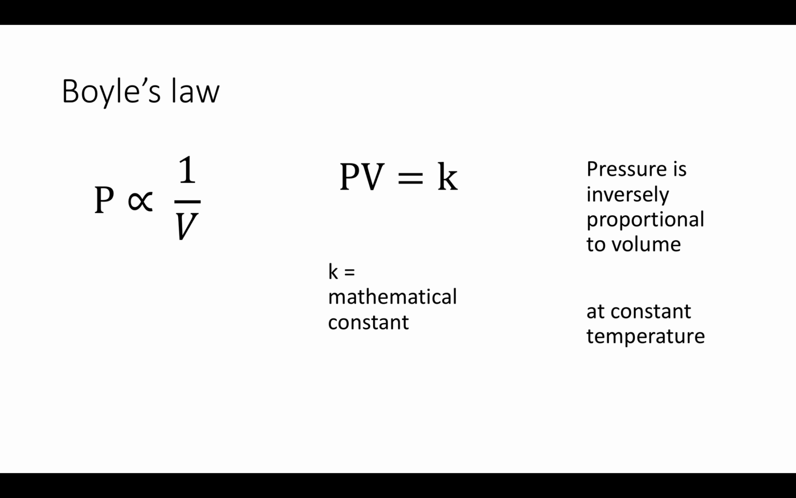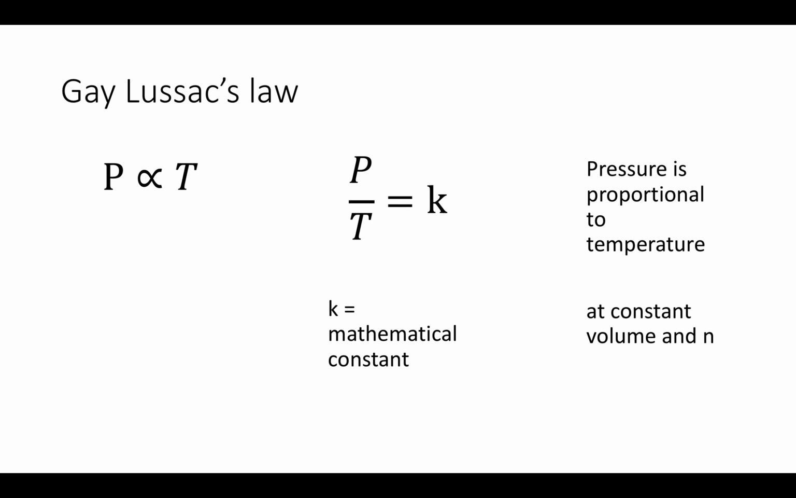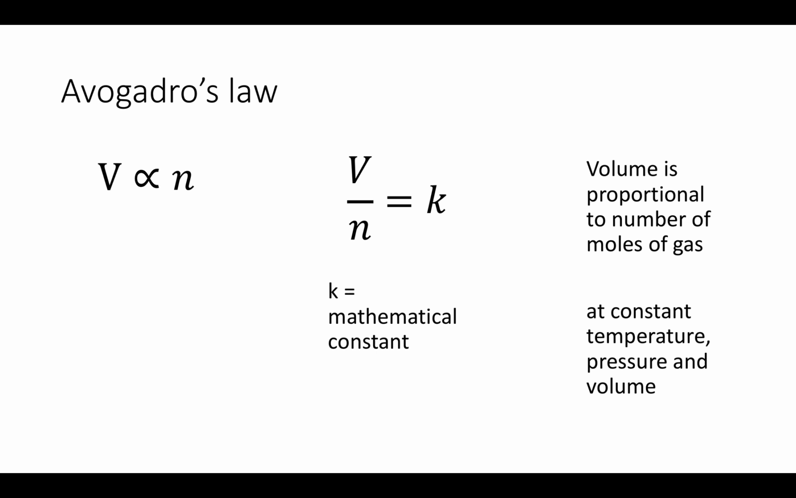Boyle's law, pressure and volume are inversely proportional. They're the two opposite sides of the same coin, and Boyle's law only works at constant temperature. Gay-Lussac's law is pressure is proportional to temperature, at constant volume and numbers of moles. And Avogadro's law, that the volume is proportional to the number of moles.